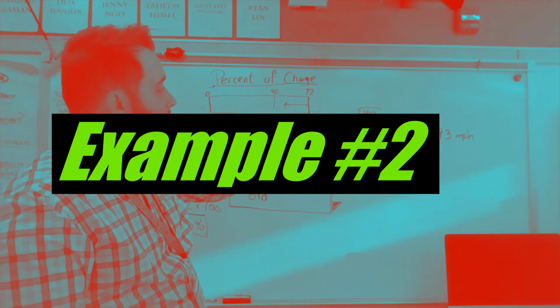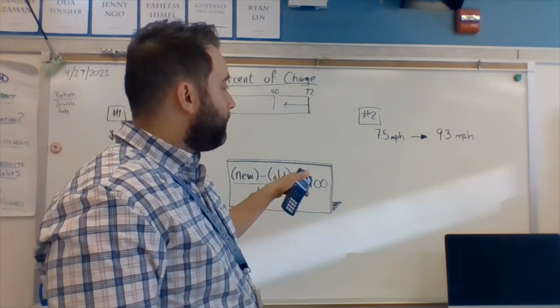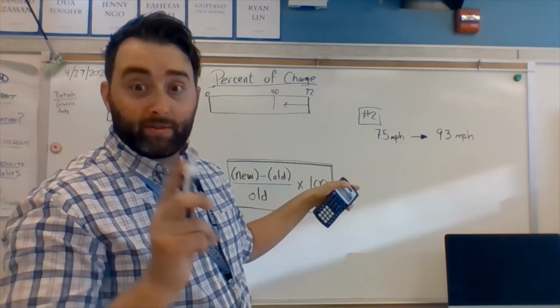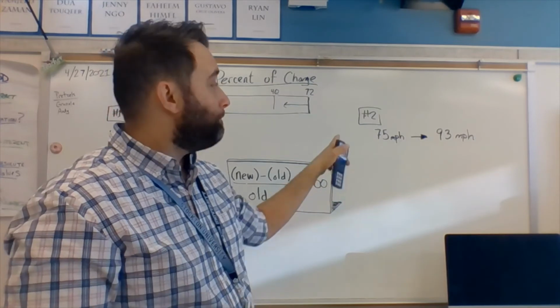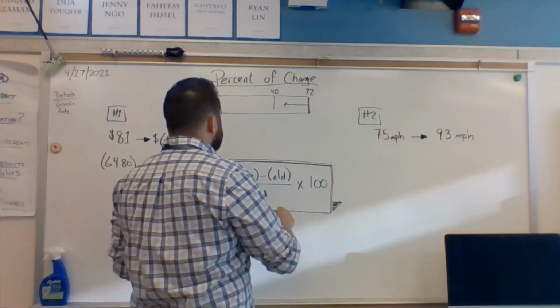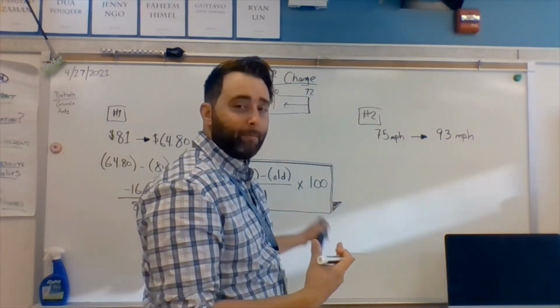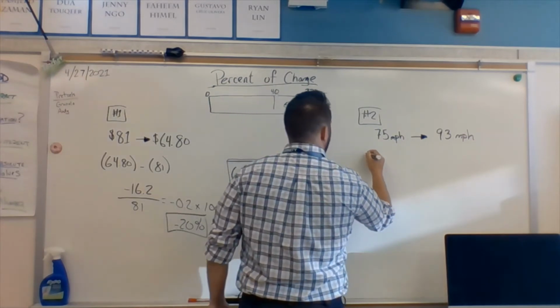Number two, I'm flying down the parkway, and I realize I'm going to be late for work. Whoa, Miss Williams does not like when you're late for work. So I kick it up to 93 miles per hour. What's that increase? Here's the thing. It's going to be an increase, so you'll notice now my new is bigger than my old.